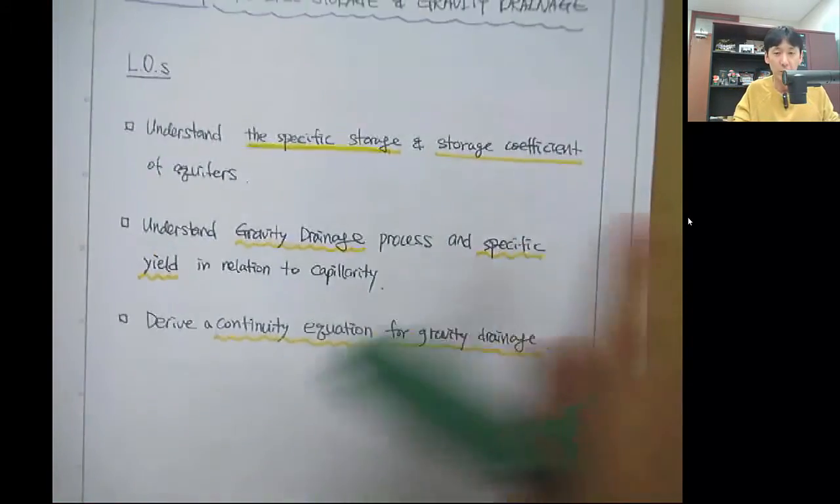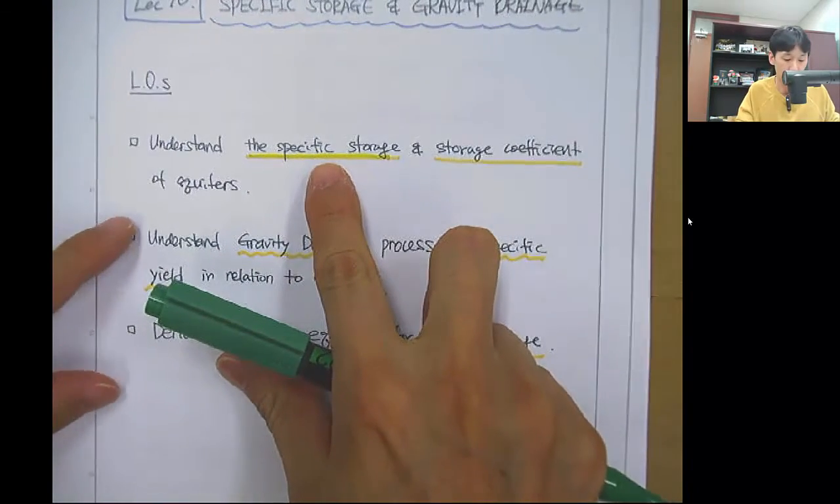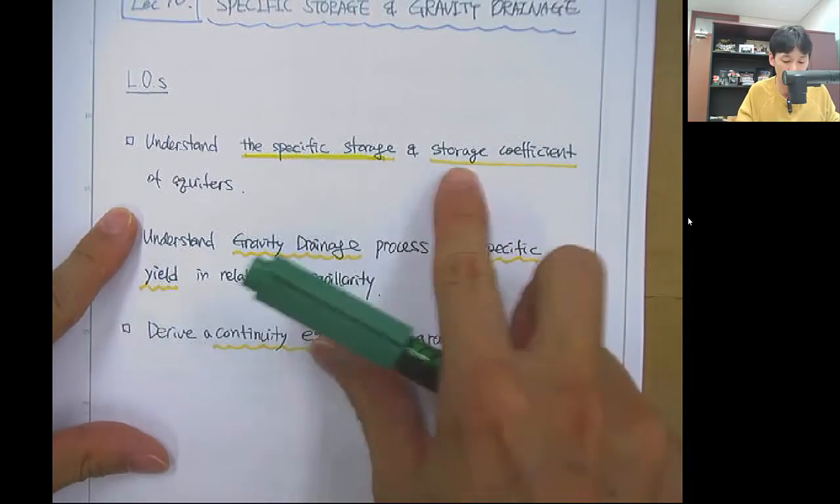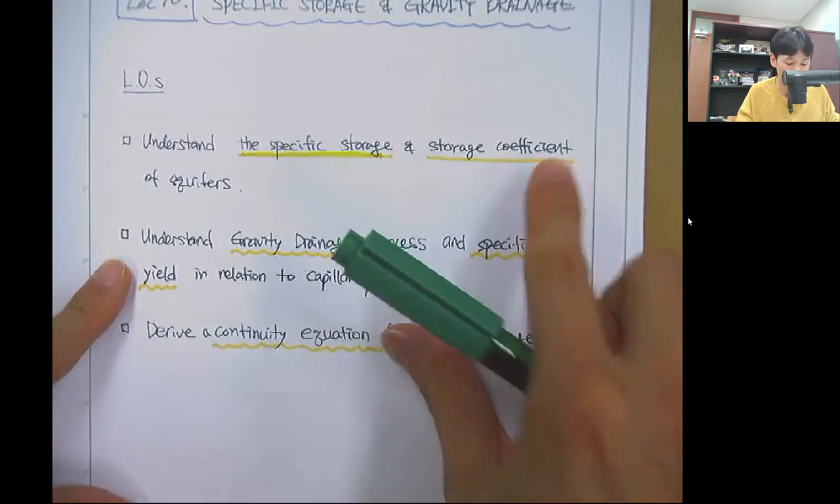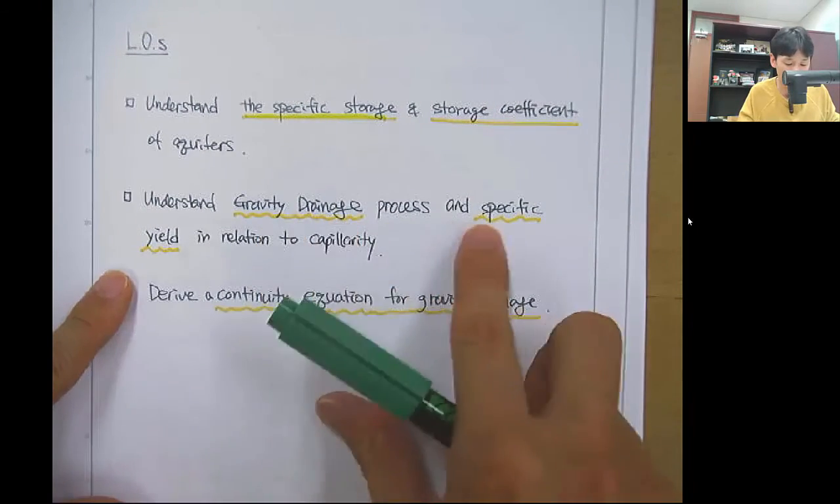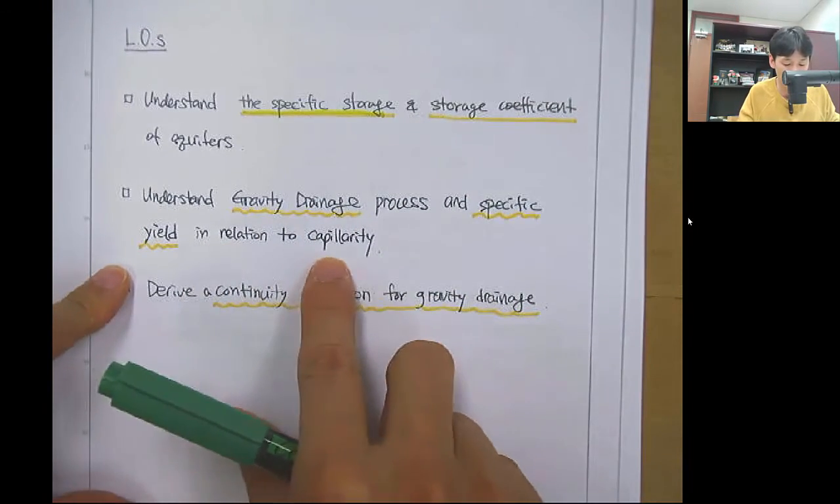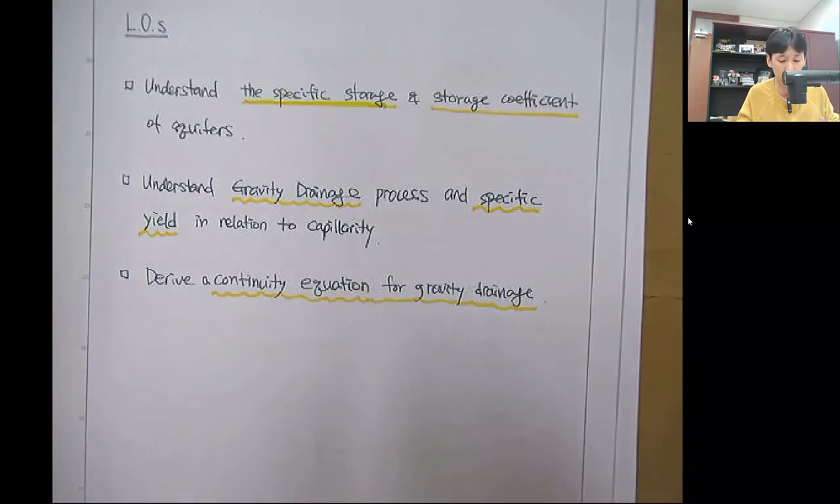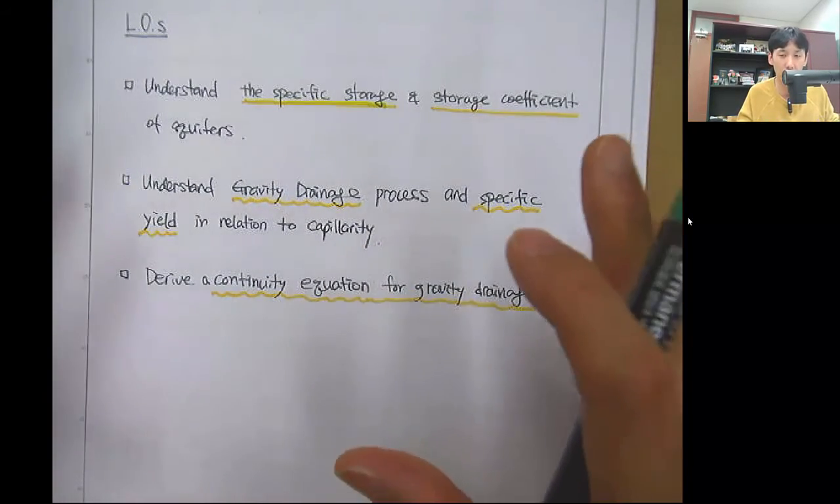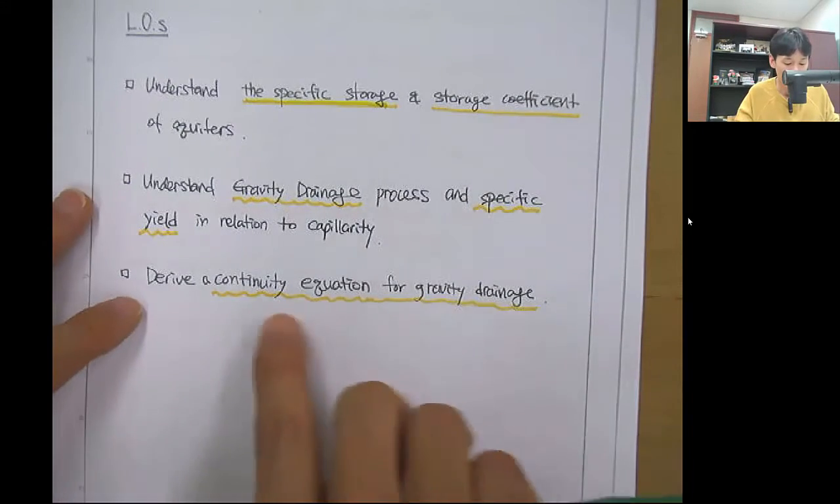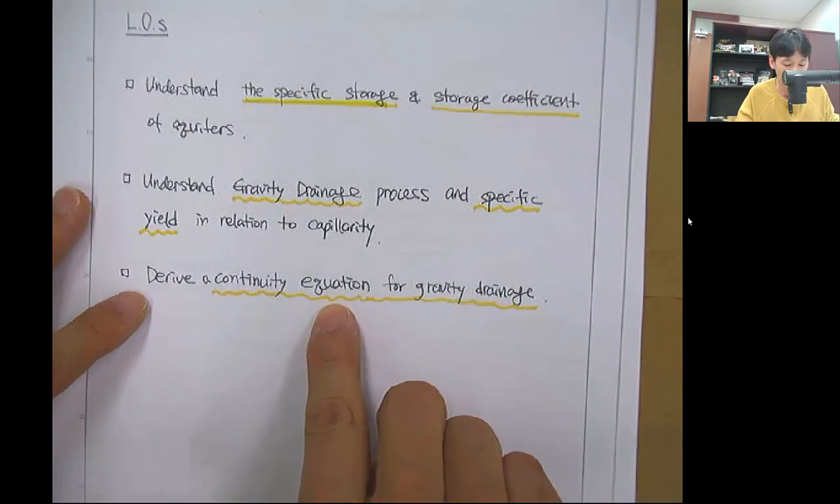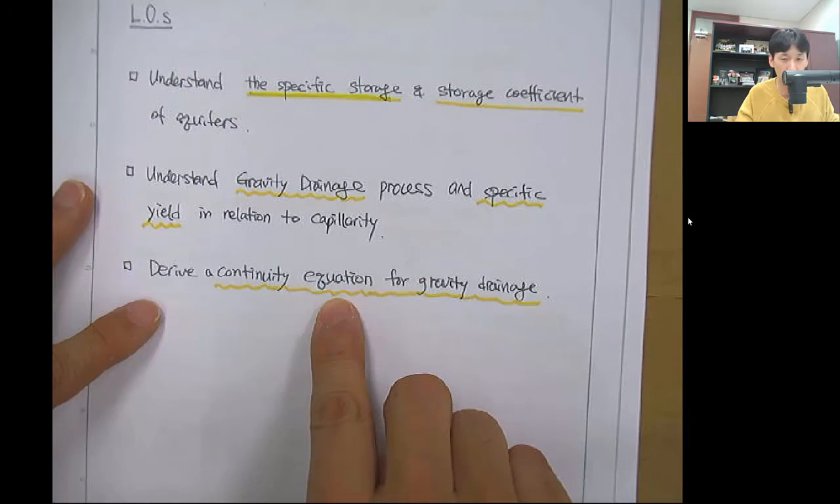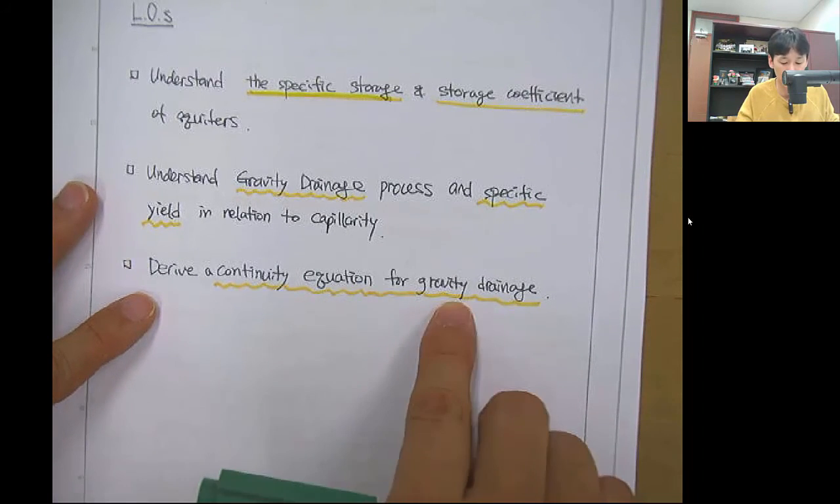So in this class, we have talked about the aquifer properties, the specific storage and the storage coefficient, and the gravity drainage and the specific yield in relation to capillarity. And we said that not all of the water will be removed because capillarity holds some water. And the continuity equation, and also we derived the Dupuit equation, the Dupuit formula, for gravity drainage.